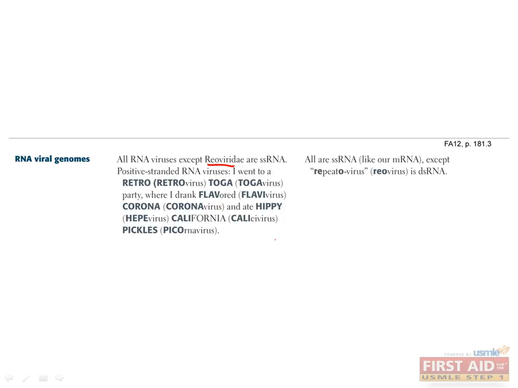After you become more familiar with the RNA viruses, which we'll discuss soon, perhaps this mnemonic will help you to remember which ones are the positive-stranded RNA viruses. These include retrovirus, togavirus, flavivirus, coronavirus, hepevirus, calicivirus, and picornavirus. Use this mnemonic to help you: I went to a retro toga party where I drank flavored Corona and ate hippie California pickles.